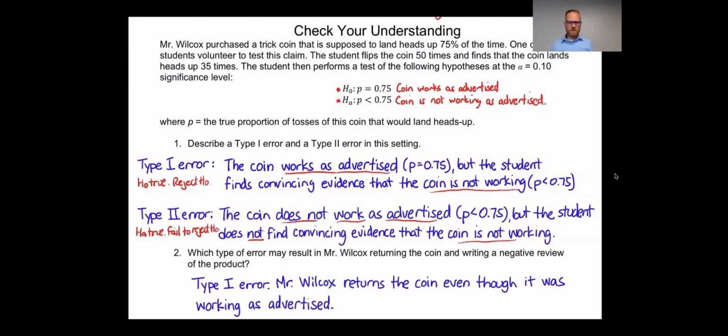Now, question number 2 says, which type of error may result in Mr. Wilcox returning the coin and writing a negative review of the product? Well, that would be if Mr. Wilcox thought that the coin was not working properly, which you can see up here is what we said in the type 1 error, right? That we find convincing evidence that the coin is not working, in which case Mr. Wilcox might return that coin back to the company, write a bad review, but actually he shouldn't have, because the coin was working as it should be, but we just found convincing evidence that it wasn't working.